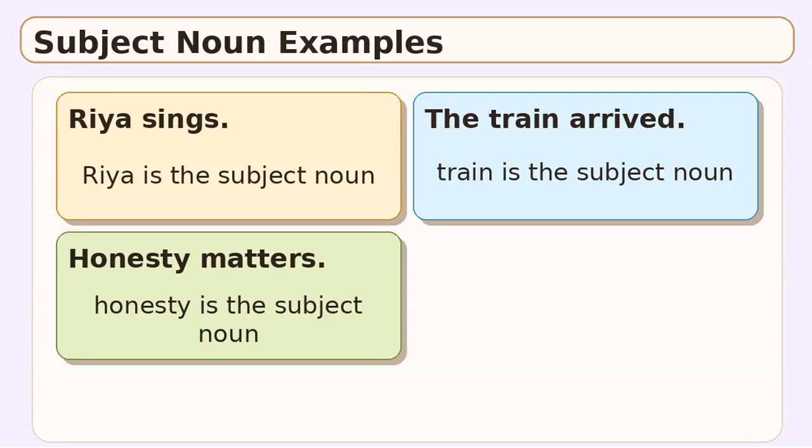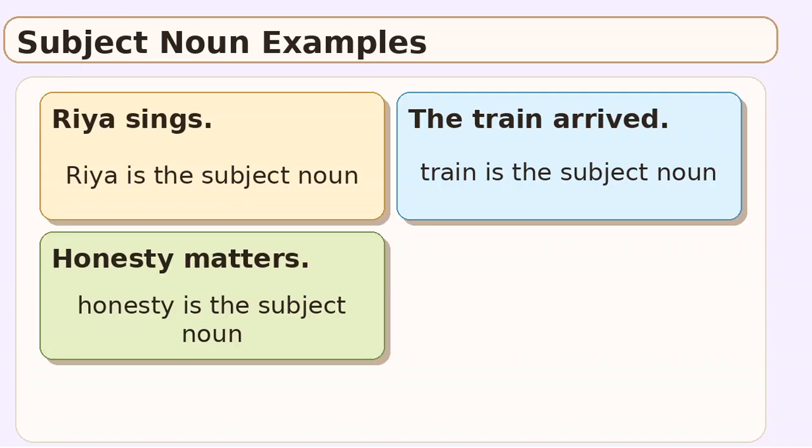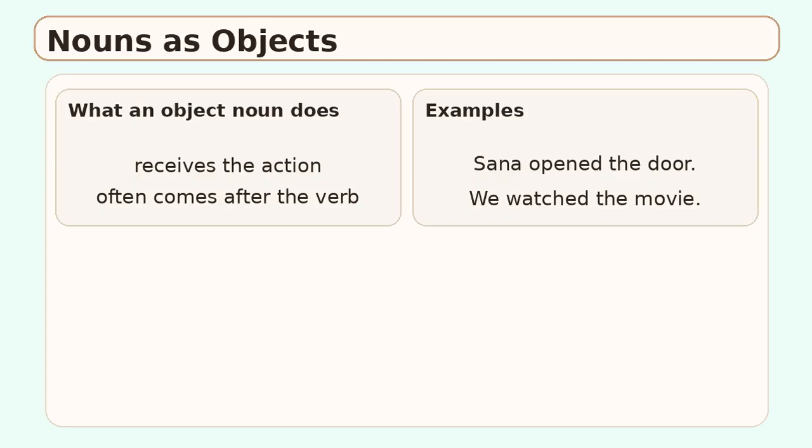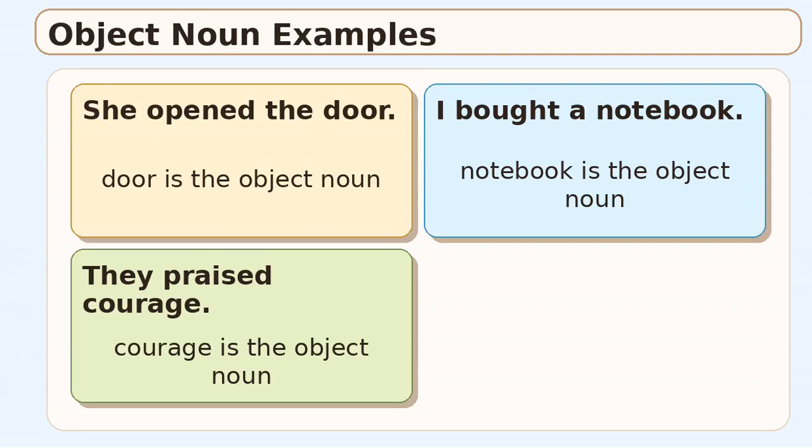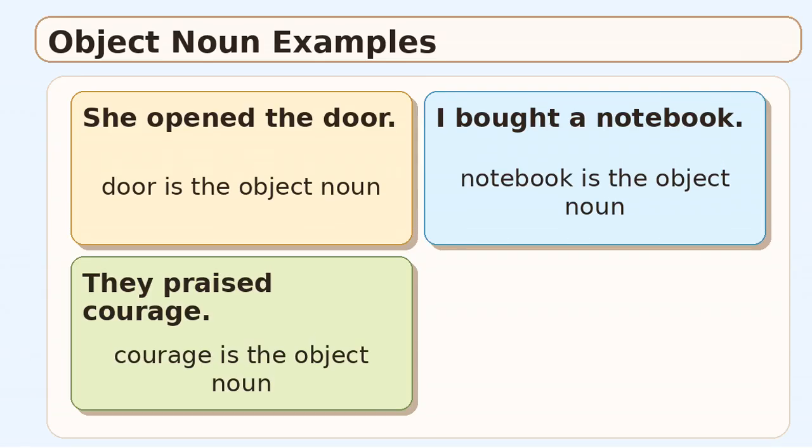In each sentence, focus on the naming word that performs the action or stands as the main topic. A noun can also work as an object. In this role, it receives the action of the verb or completes the meaning after the action. Here the action happens first, and the noun after the action receives that action.